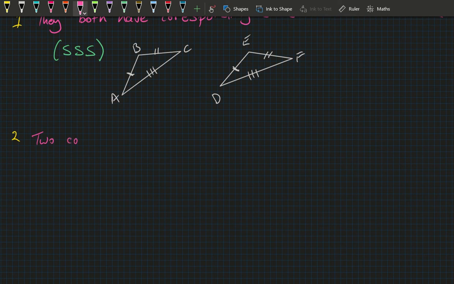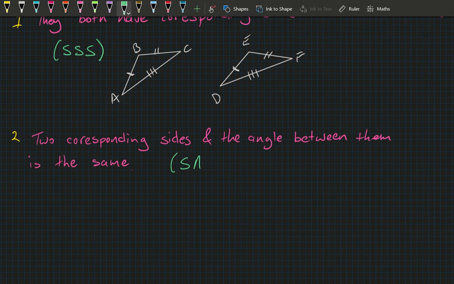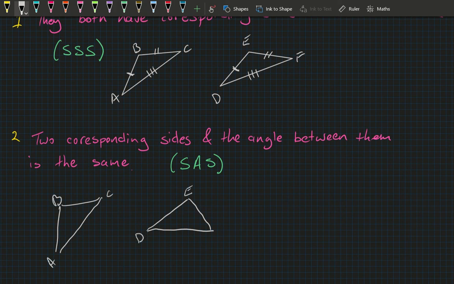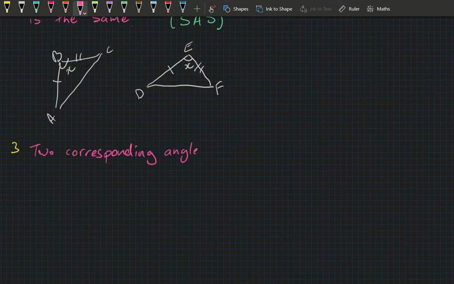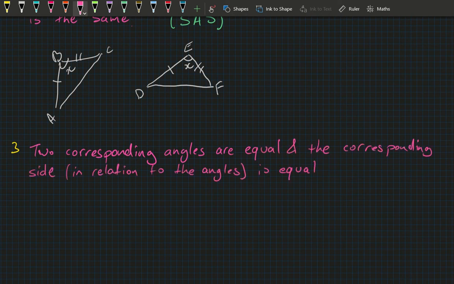Okay, rule 2 is when two corresponding sides and the angle between them is the same. This is called SAS. And let me attempt to draw these triangles freehand. This one's ABC, this one's DEF. And these two corresponding sides are the same, and the angle between them is the same. So any two triangles satisfying these rules are congruent. Rule 3 is when we have two corresponding angles that are equal, and the same side in relation to the angles is equal. And this is called AAS. See, I told you angle, side, angle would have been more appropriate for school.